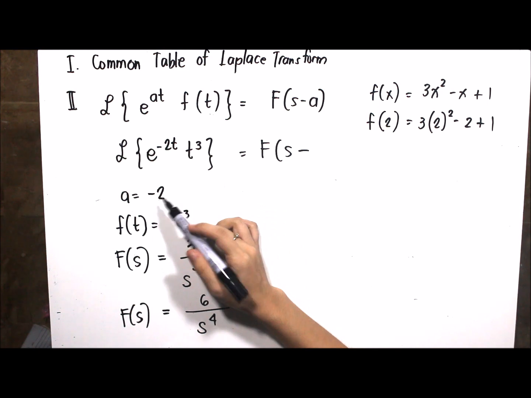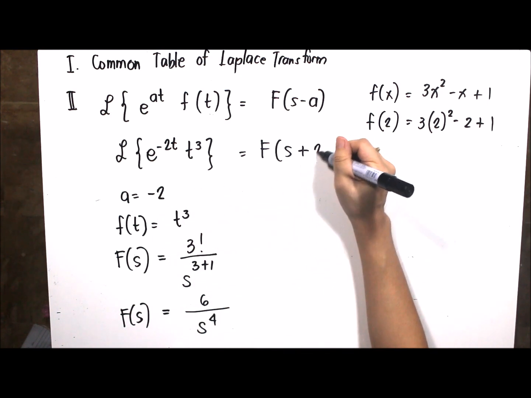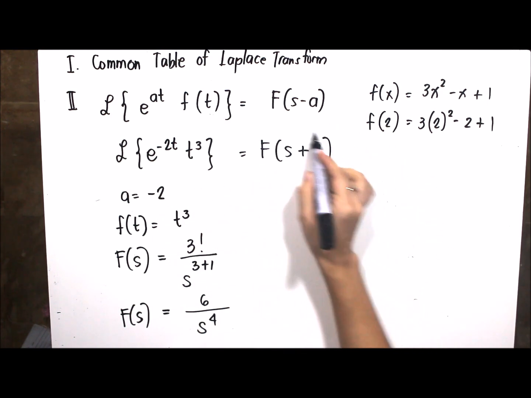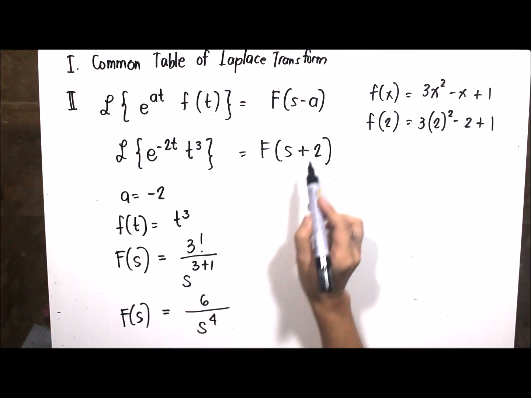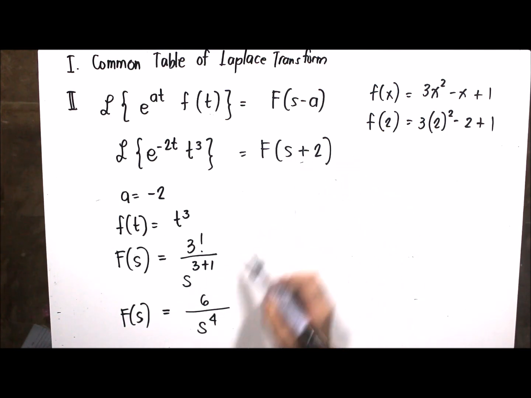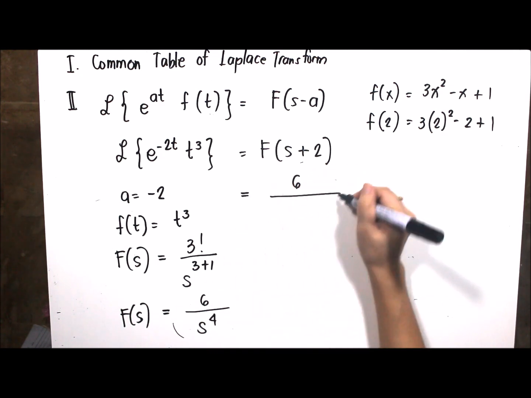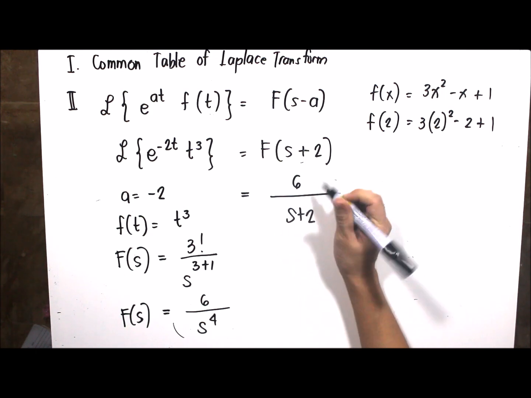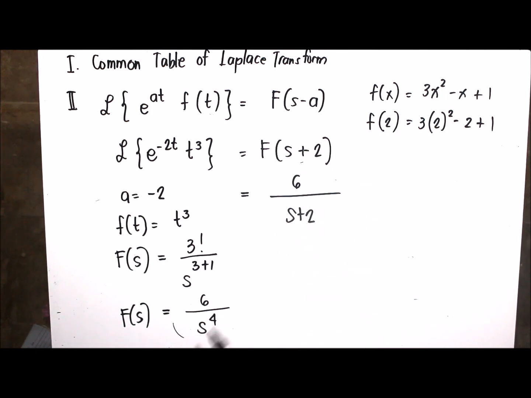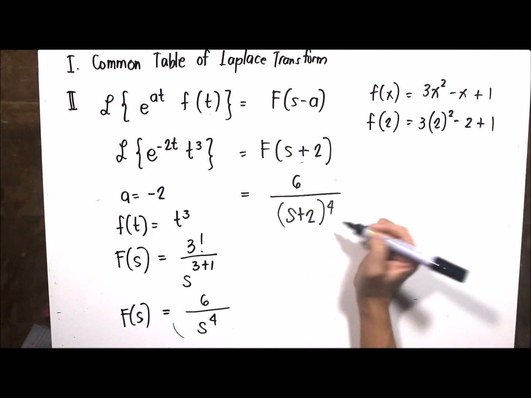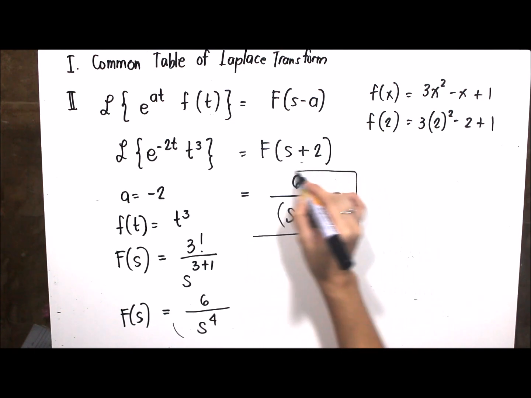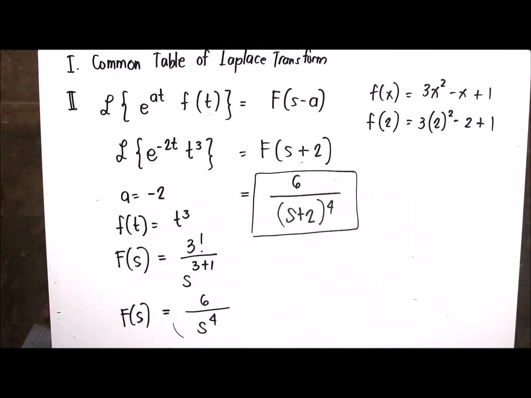Ang a natin dito is negative 2. So, minus negative 2, that will be positive 2. And in this F of s plus 2, s plus 2 will be substituted to every s in this equation. Kaya magiging sagot natin ay 6 all over s plus 2, s plus 2 kapalit ng s, quantity raised to 4. And this is our answer for the Laplace transform of e raised to negative 2t times t cubed.